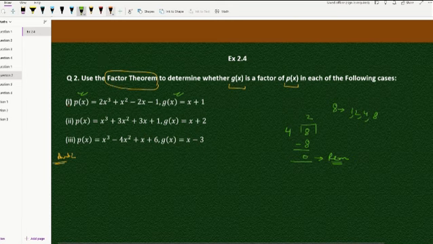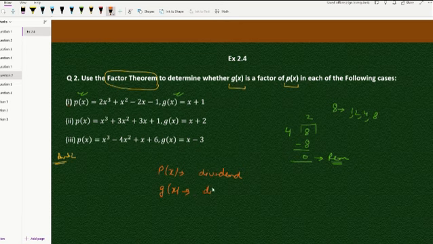Similarly, if I have to find whether g(x) is a factor of p(x), then p(x) will be treated as the dividend and g(x) will be treated as the divisor. If we do the long division, we will divide this p(x) by g(x), and the remainder has to be 0. If the remainder is 0, then I will say that g(x) is a factor of p(x), right?